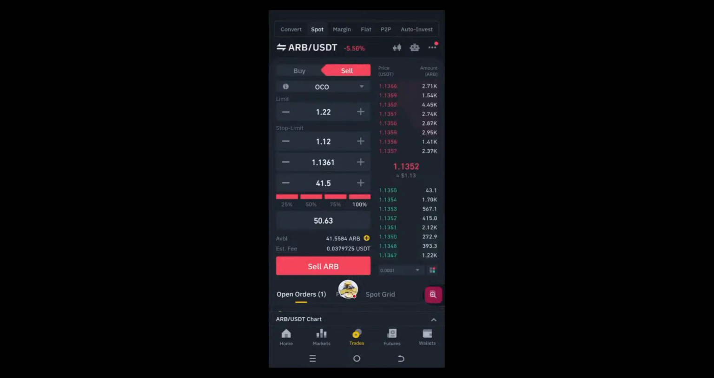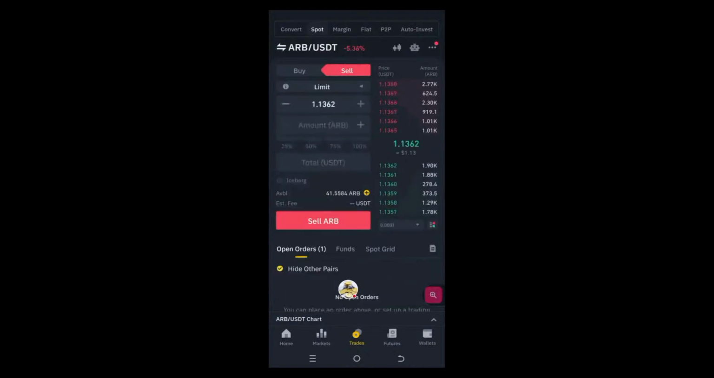That's the reason why I personally will not choose OCO, because I want to get the money. Okay, I want the money to get to 1.22 and I get my profit out. Now that's just the difference, right? Let me go to limit, because this is my absolute best, right? So for limit, I'm going to set the price I want.